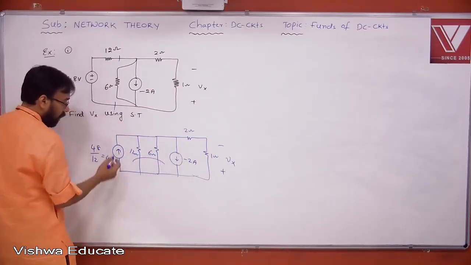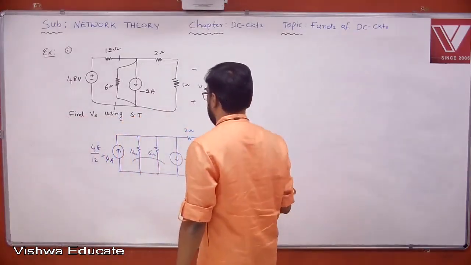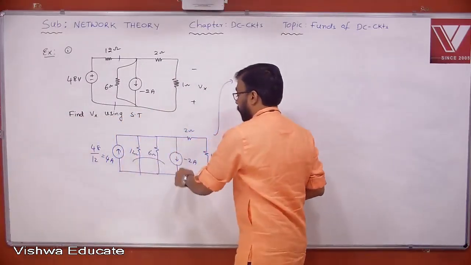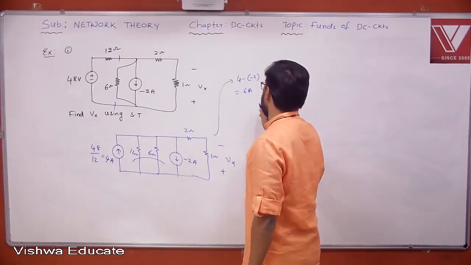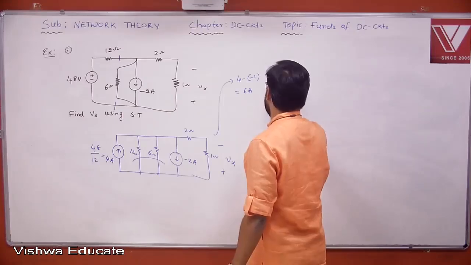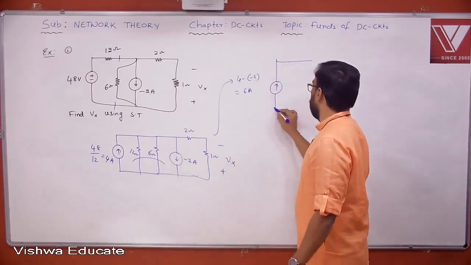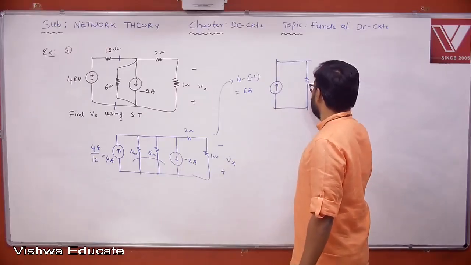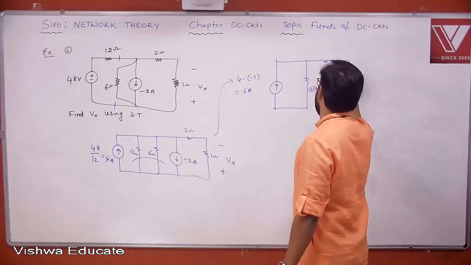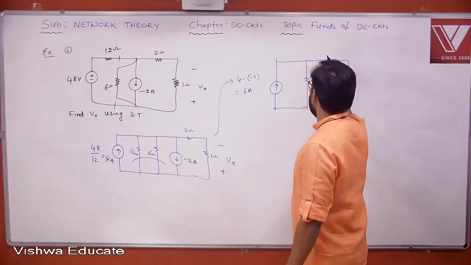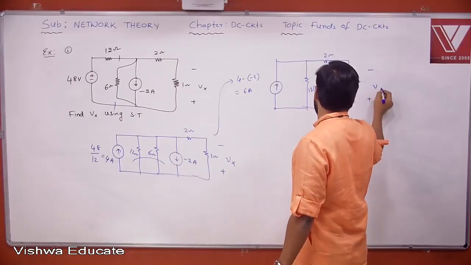These two are in parallel, and these two are in parallel. These two current sources can be replaced by a single equivalent current source. But 4 amperes up, minus 2 amperes down. 4 minus of minus 2, that is 6 ampere. Okay? Therefore 6 amperes. Now you can show it upward, because 4 is dominating. And you have 12 parallel 6, which will become 4 ohm. Okay, and you have now this 2 ohm and this 1 ohm. And you are expected to find this Vx.